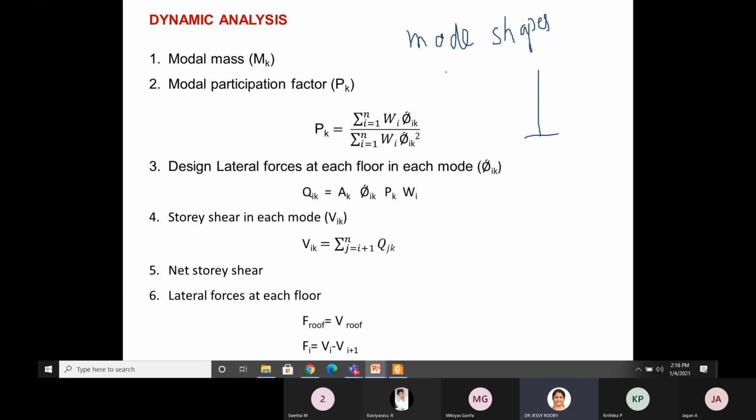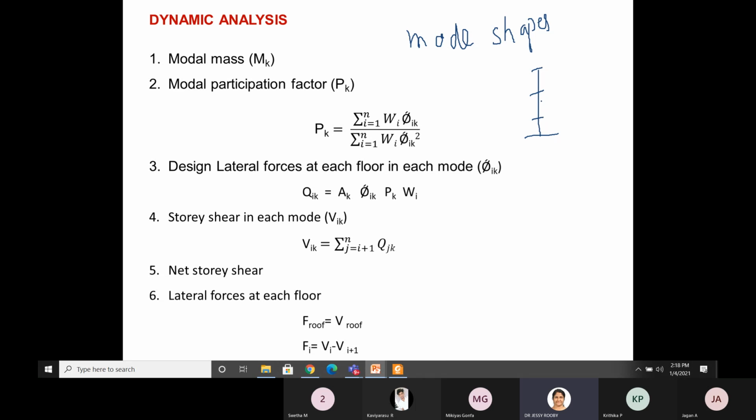Okay. So here, any structure, dynamics, as I was telling, dynamics means the structure will have a vibration. When there is an earthquake force coming, a lateral force coming on a structure, the structure will vibrate and it will take some mode shape. I will not be able to teach you everything from the dynamics portion.